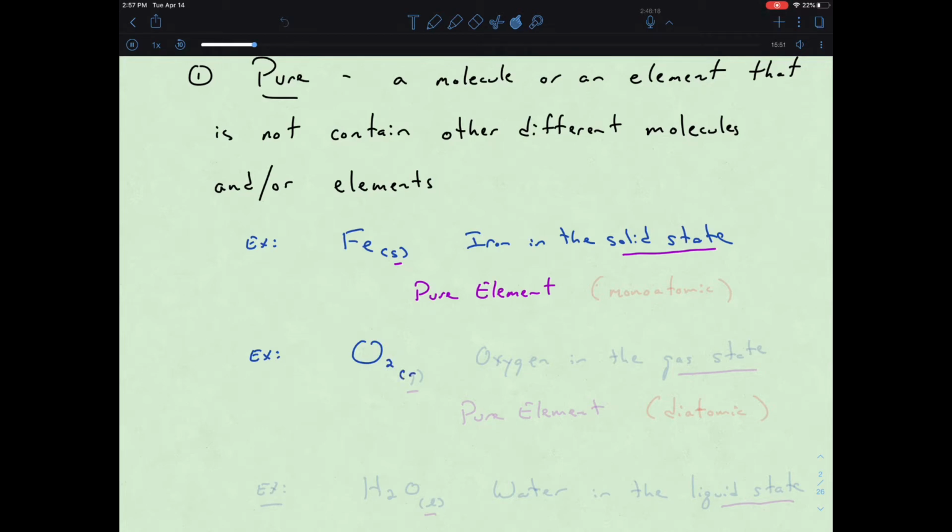The element oxygen actually exists as a diatomic. And it's actually in the gaseous state. So we see that little g for that. And again, this would be then a pure element. We'll come to learn there are different styles of these elements as far as monoatomic or diatomic types of elements. That's coming in the future.